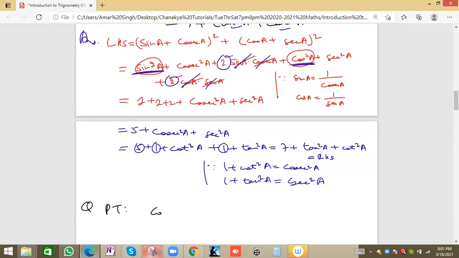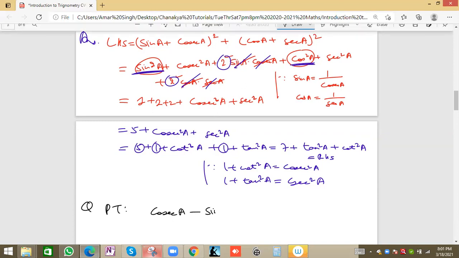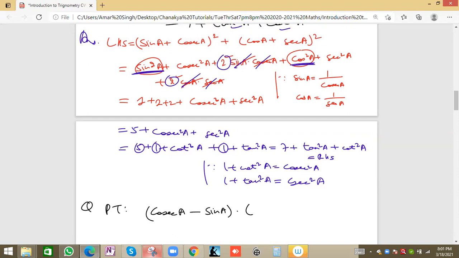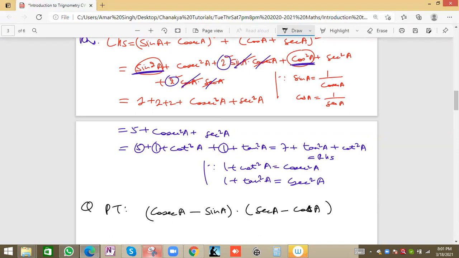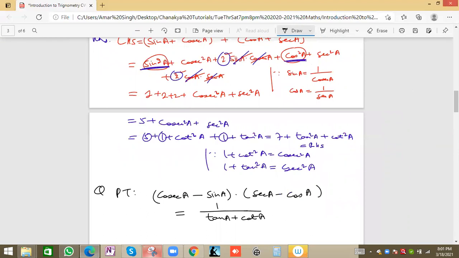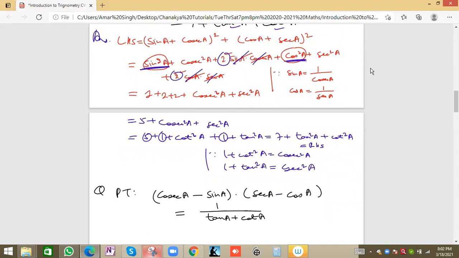Prove that (cosec A minus sin A) into (sec A minus cos A) is equal to 1 by (tan A plus cot A).